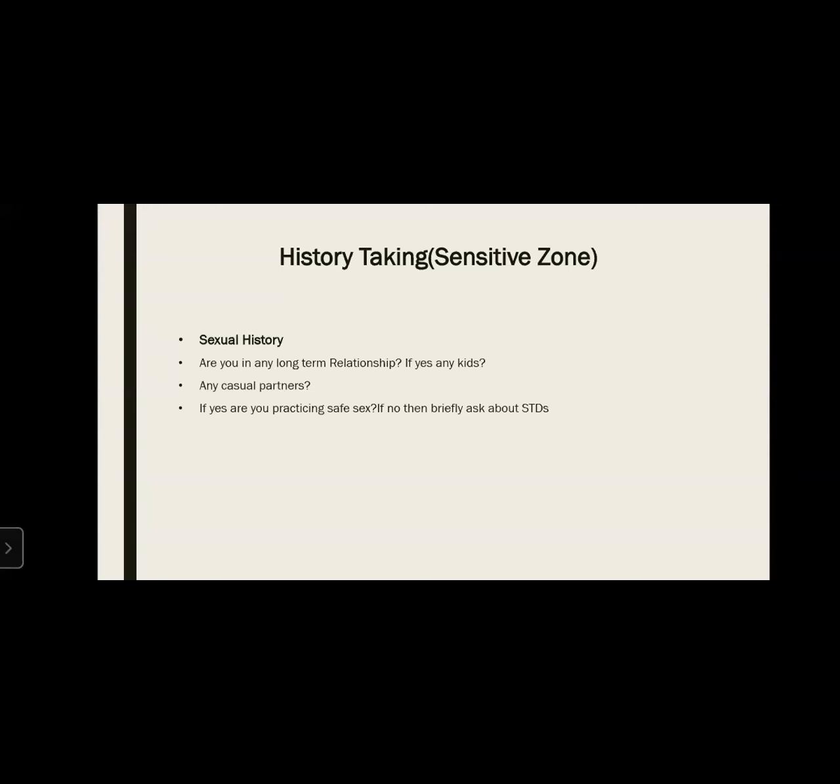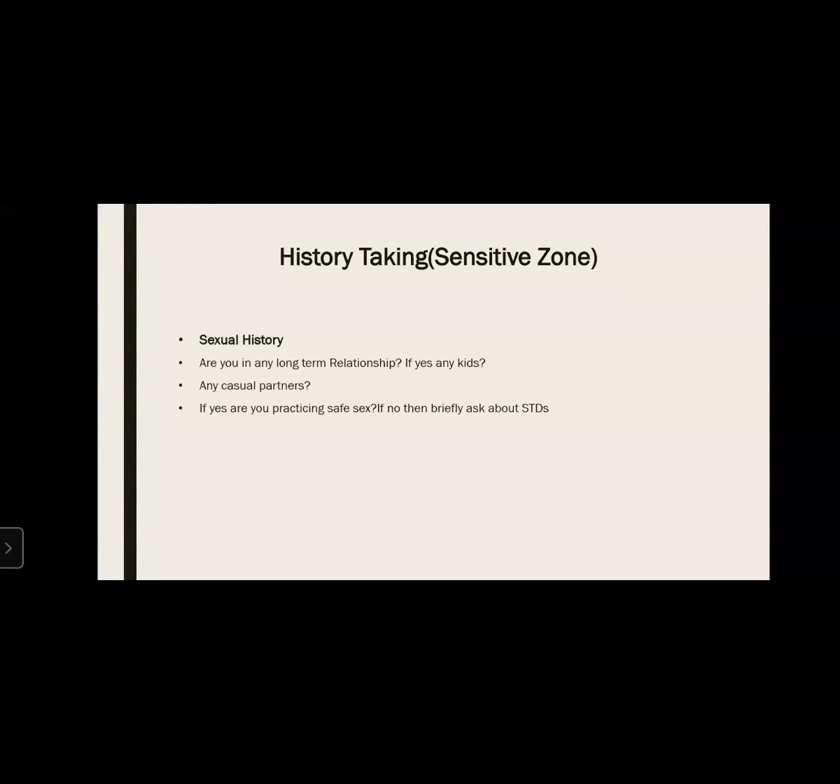First of all, are you in any long-term relationships, any kids, and then any casual partners? You need to ask very politely: sir, I need to ask you a few questions. They are personal, and I assure you that they will be fully confidential. And I do ask these questions to a lot of my patients. Any long-term relationships, any casual partners?